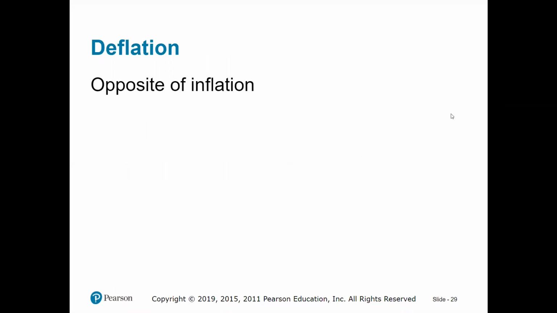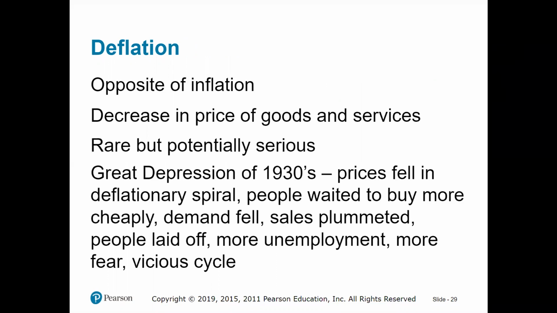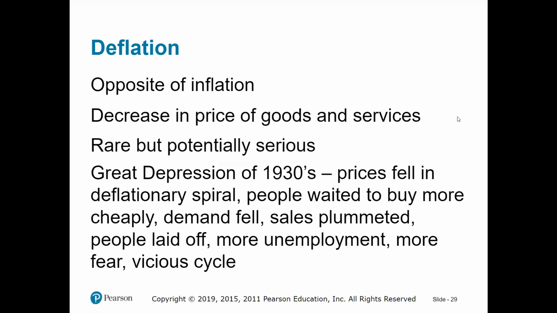Deflation is the opposite of inflation: a decrease in the price of goods and services. Rare but potentially serious. In the Great Depression of the 1930s, prices fell in a deflationary spiral. People waited to buy more cheaply. Demand fell. Sales plummeted. People got laid off. So it led to more unemployment, more fear, and a vicious cycle. More likely than not, we will end up in another depression, if you don't believe we're already currently in one.